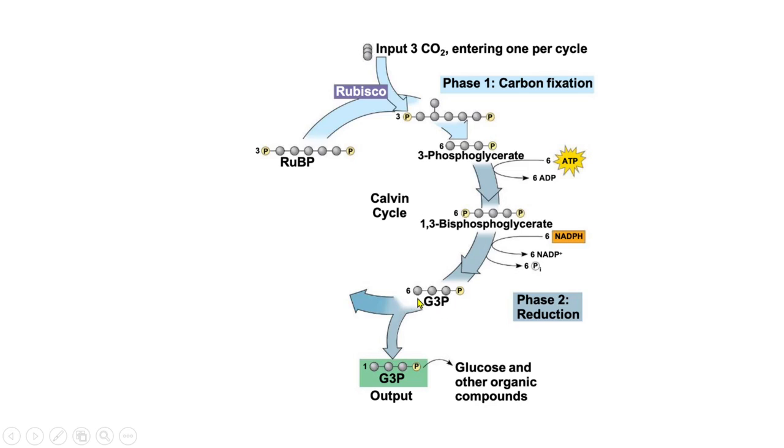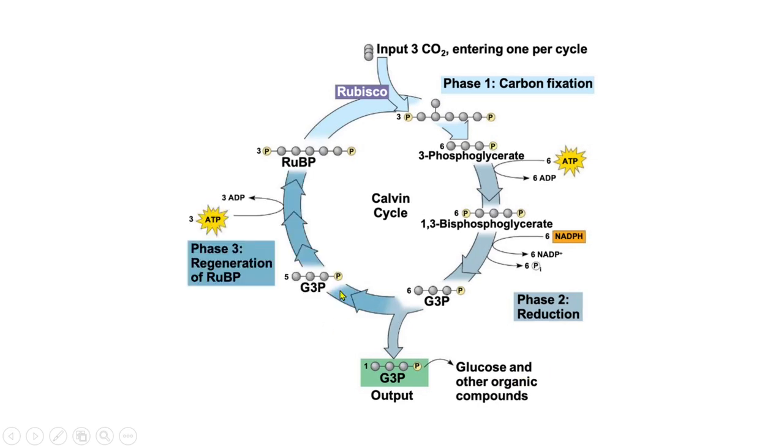Now do take note that there are 6 molecules of G3P, one of which will be going out of the Calvin cycle, and then it will later be used for the production of glucose and other organic compounds. So this would mean that there is a remainder of 5 molecules of G3P.